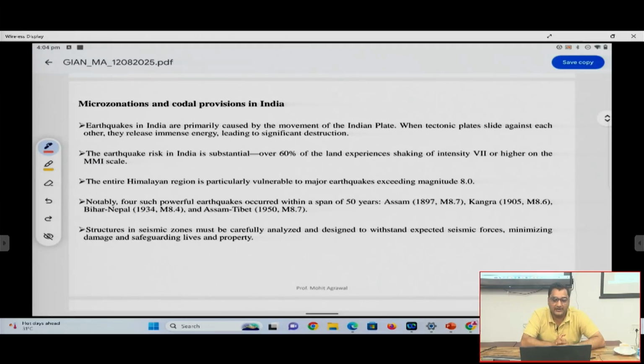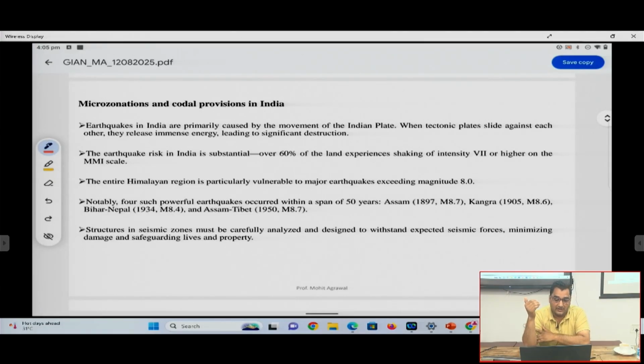So now we can talk about what microzonation is and the codal provisions in India. Okay, most of the earthquakes I told you are happening because the Indian plate is drifting towards the Eurasian plate, and when it is drifting, there might be interlocking happening at the collision plate boundary. When the interlocking is happening, the stress is getting built up, and that stress is basically generating strain, and when that strain goes beyond the elastic limit of the rocks present over there, then the earthquakes are happening. So those earthquakes are happening because of the sliding of the tectonic plates.